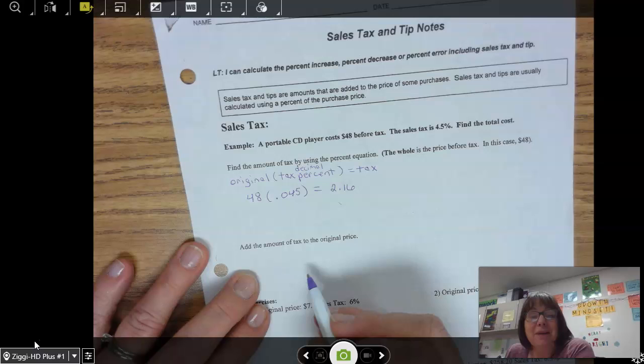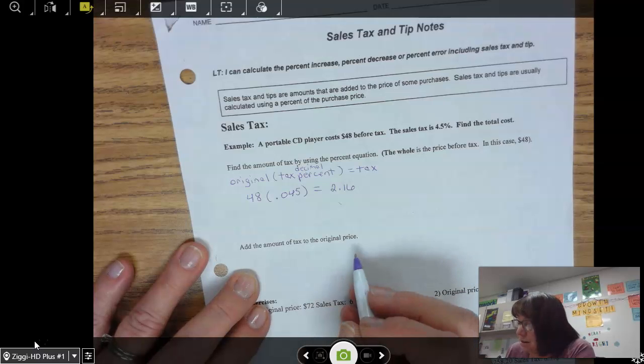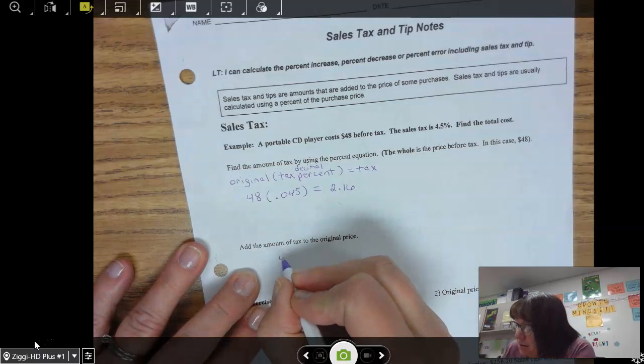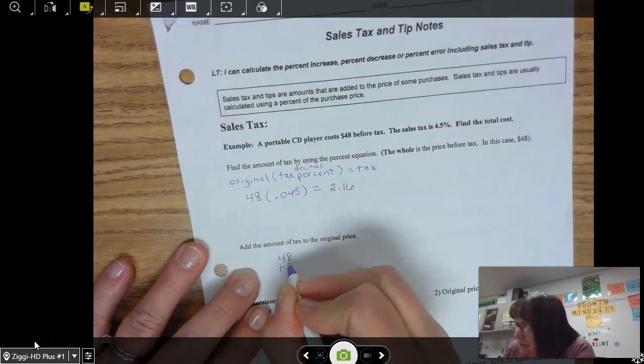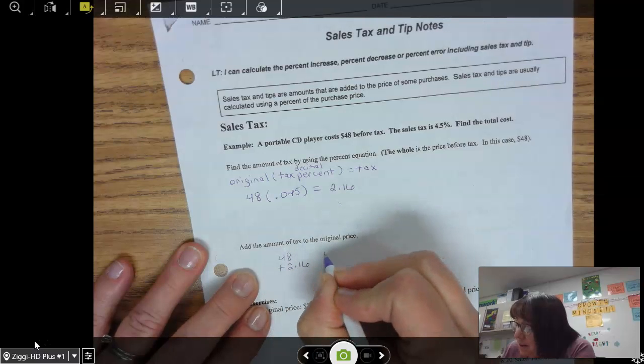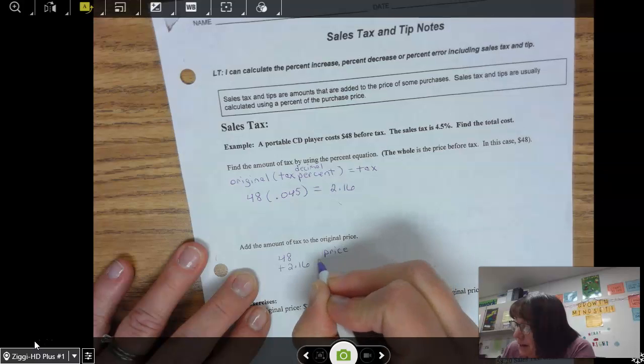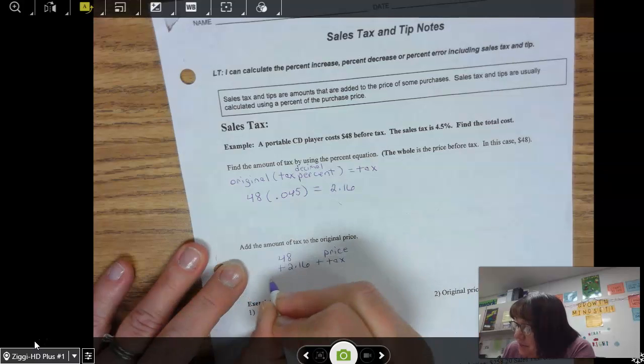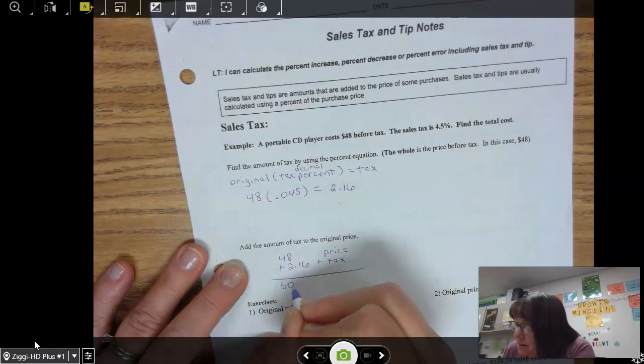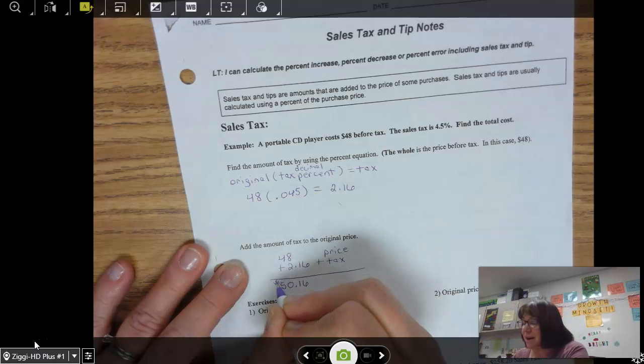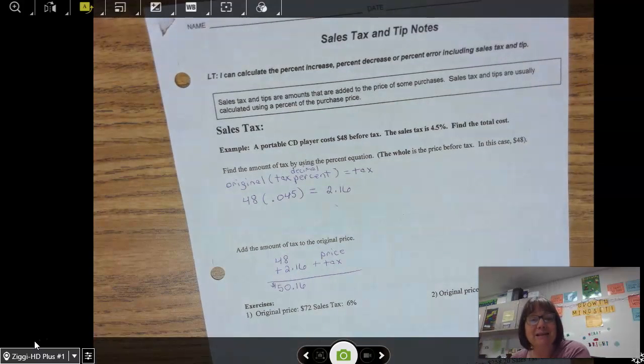Okay, then you add the amount of tax to the original price. So my price was $48. I'm going to add the tax, price plus tax, and that gives me $50.16 would be the price of that item with tax.